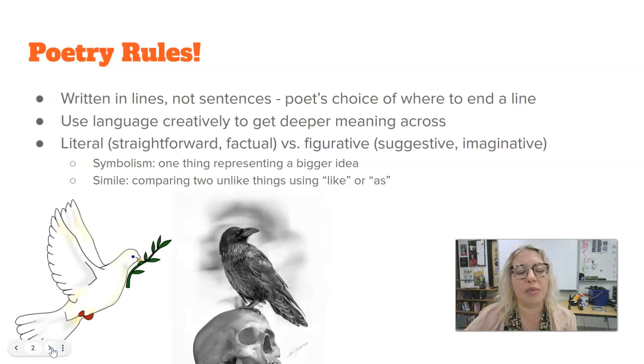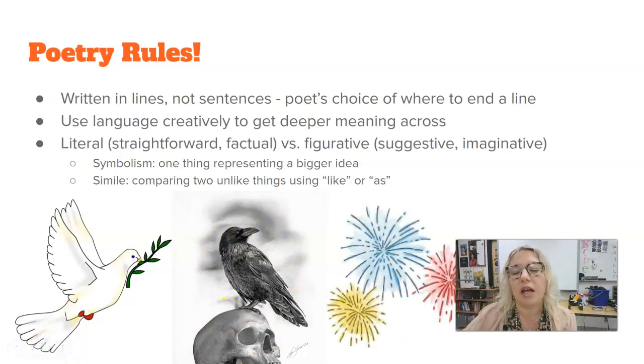And we've got some images here to remind us of the kinds of symbols that we might see, like the dove as a symbol of peace and the crow a symbol of death, or raven, etc.